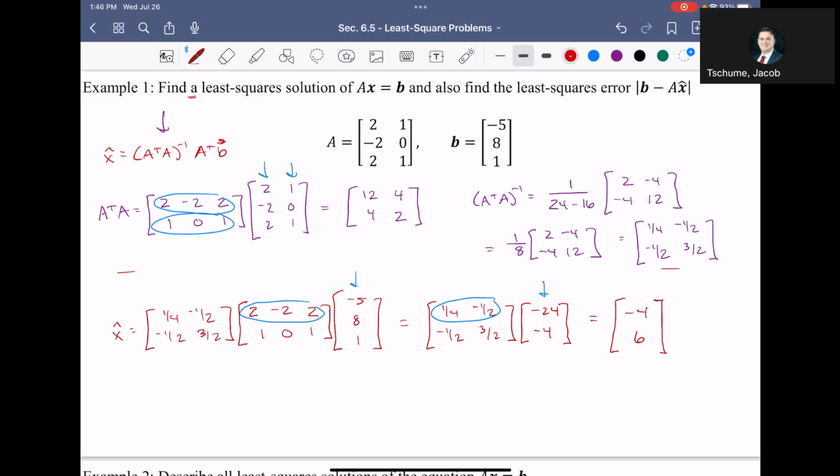Let's double check our inverse here. That is 1/24 minus 16. All right, so that looks good. Flip those, negate those. Looks good. It's going to be 1/4, -1/2, -1/2, 3/2. So that looks fine. That would be -6 plus 2 more is going to be -4. And that is 12 minus 6, which is 6.